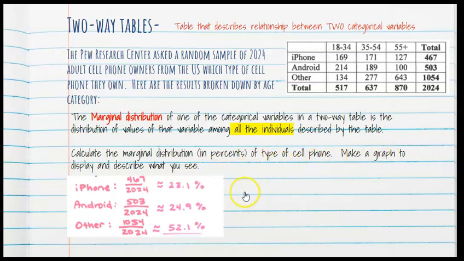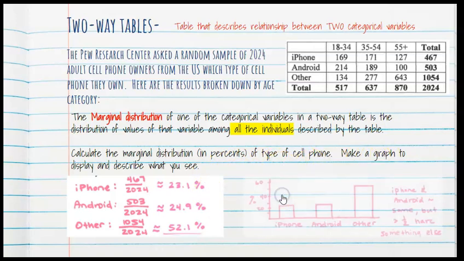Now, make a graph to display. So this would make a bar chart. So I have my y-axis. I've scaled it, and I've labeled it percents. All right, and then my bar chart. Notice the bars are separate, and I have one bar for each type of phone. And I draw the bars to the appropriate heights. All right, and then describe what you see.